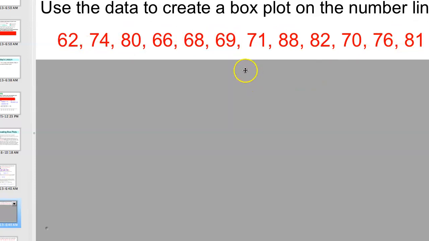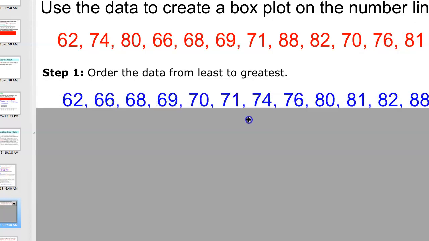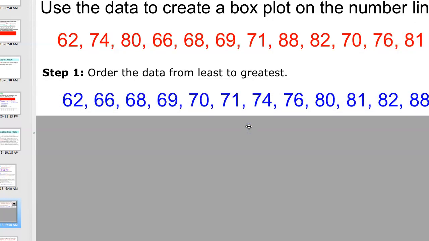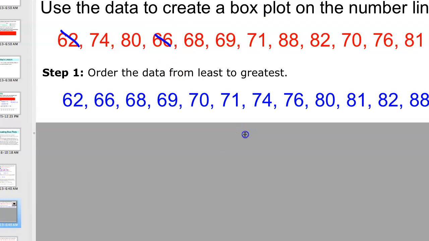Step 1, I have to put the numbers in order from least to greatest. So I did that ahead of time because it takes a little bit of time. You just cross them off as you write them. So like I'm going to find 62, that's my smallest, I'd cross it off. All right, my next smallest I would look at, I'd write 66, cross it off, okay? Just make sure you never forget a number.